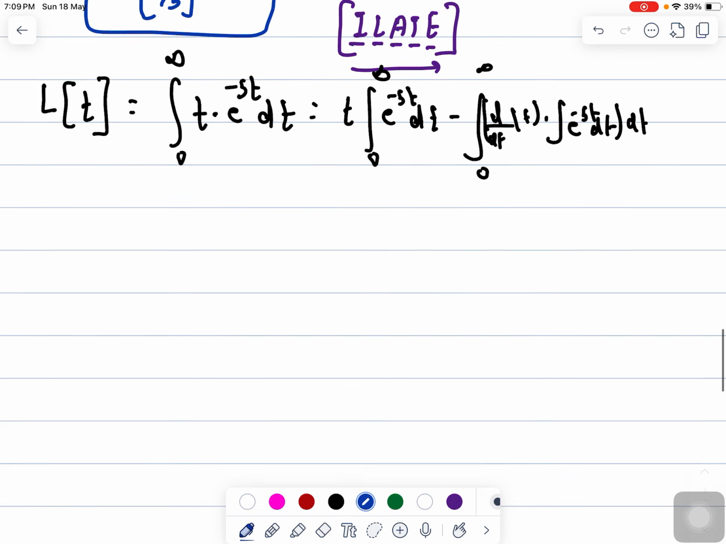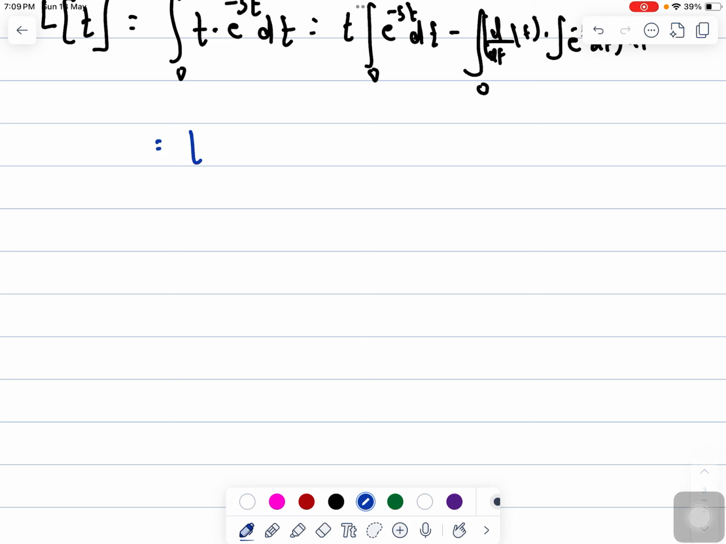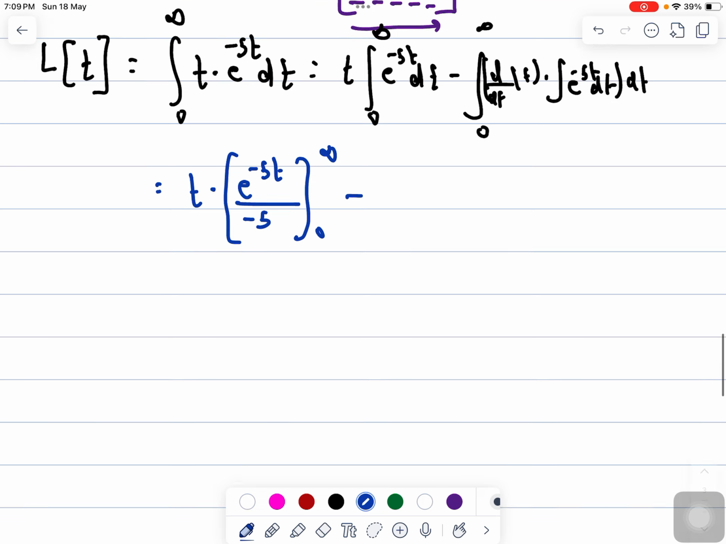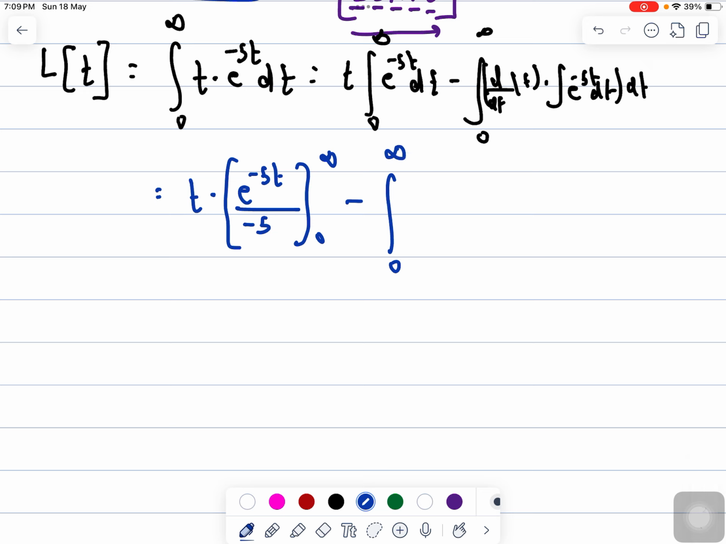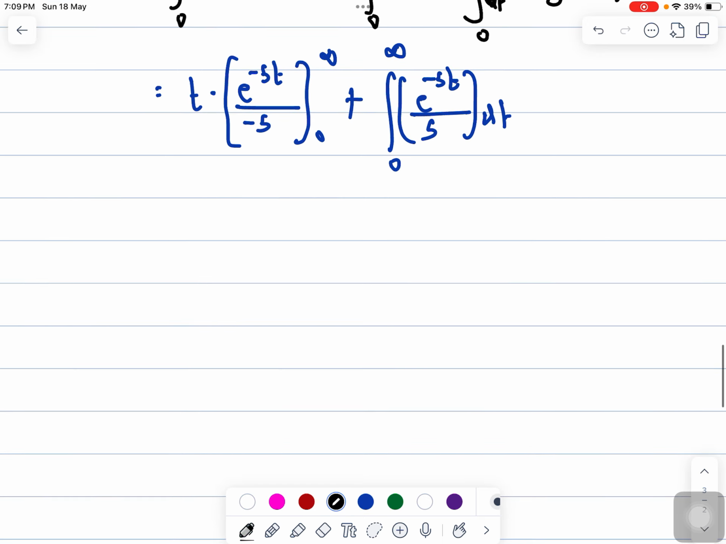Once you do the integration, you can solve these things like t into e to the power minus st divided by minus s, from 0 to infinity, minus d by dt will get cancelled out, and finally you will be left with integral 0 to infinity e to the power minus st divided by s. It will get positive, and again dt. Right, once you do the integration, then you can substitute the limits.